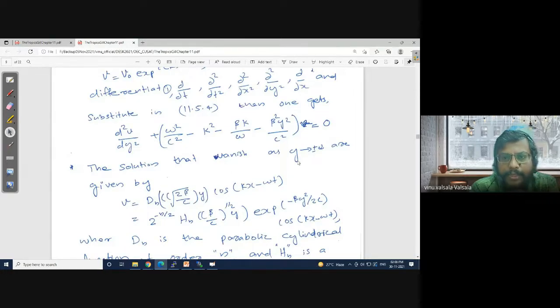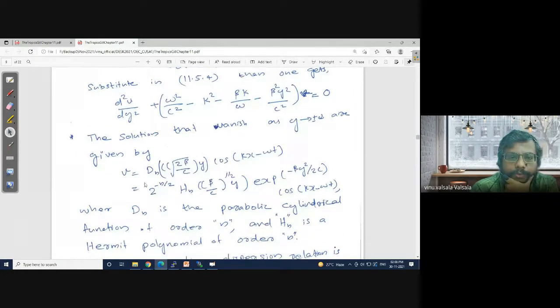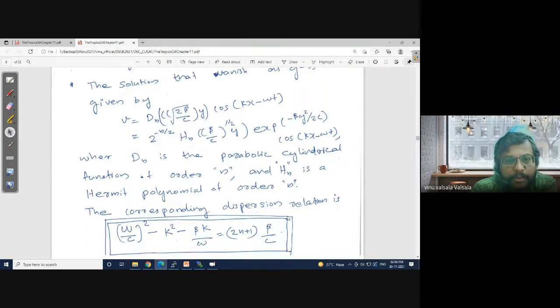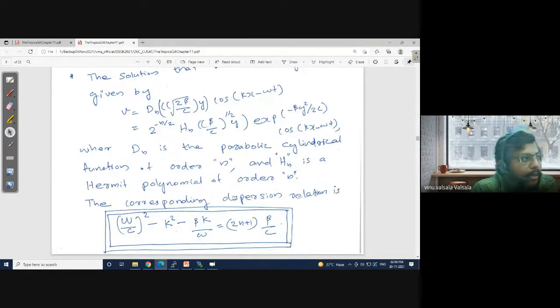And the solutions that vanish as y reaches infinity are of the form Vn equal to Dn times some terms here, which is further equal to 2 to the power minus n by 2 Hn times this. So there are two unknown things coming here, Dn and Hn. Where Dn is the parabolic cylindrical function. These are special mathematical differential functions which you can study from any fundamental mathematical book. Where Dn is the parabolic cylindrical function of order n, and Hn is the corresponding Hermite polynomial of order n. Okay. So this parabolic cylindrical function and Hermite polynomial, I recommend you to read from some applied mathematics book.